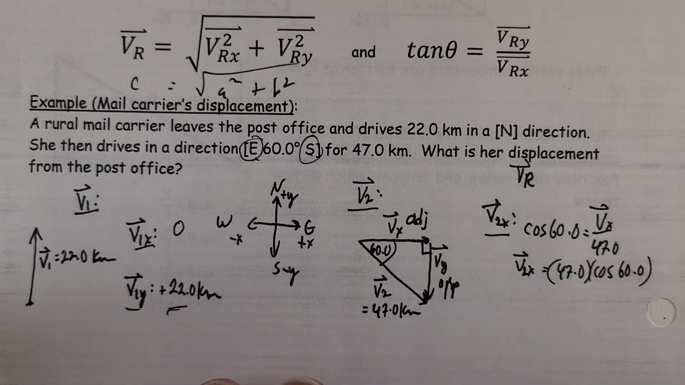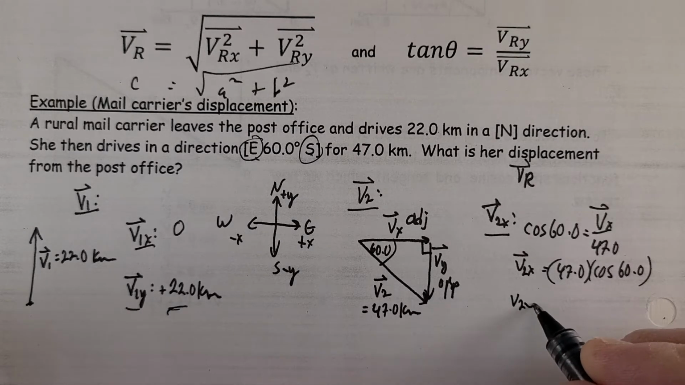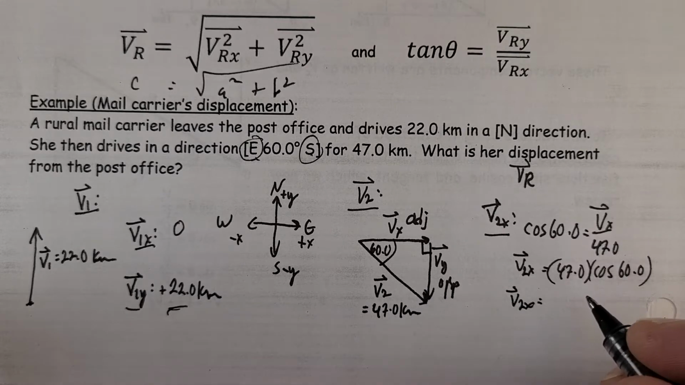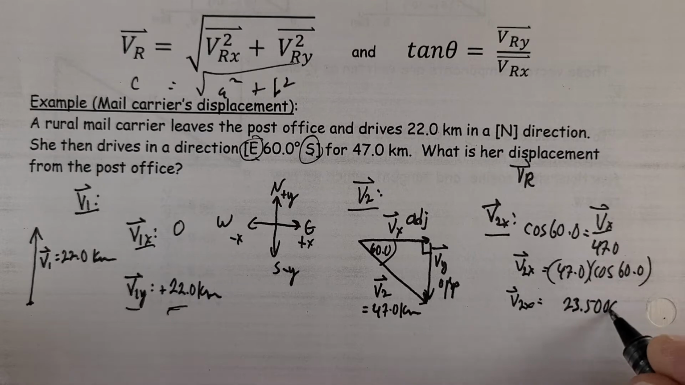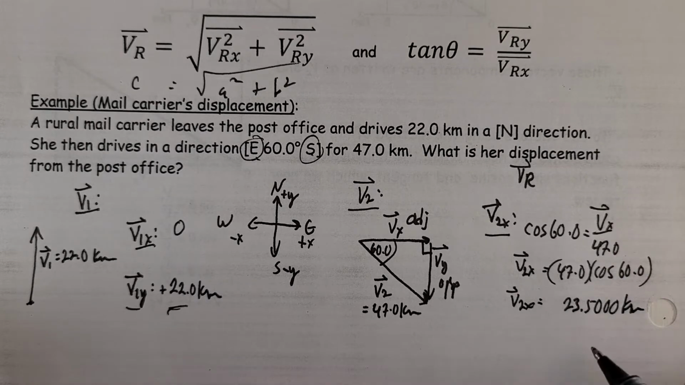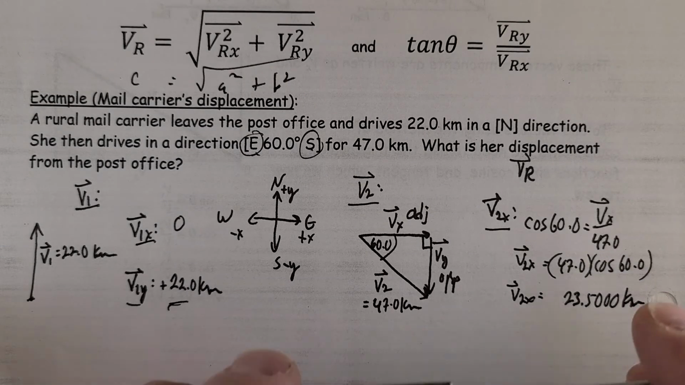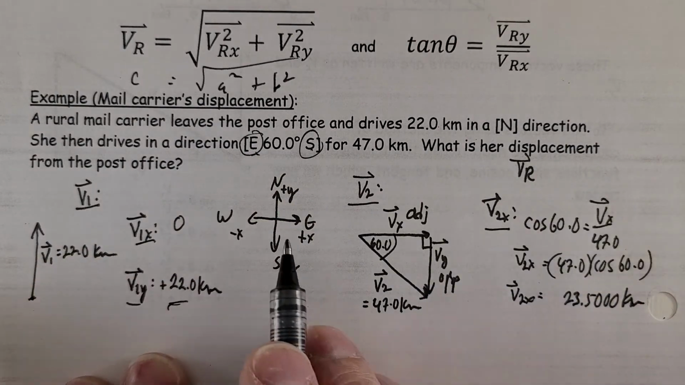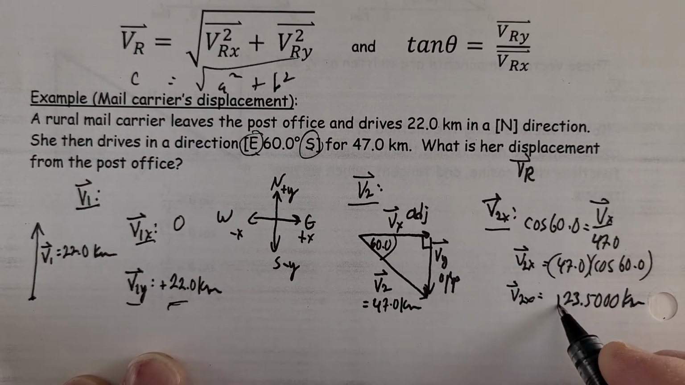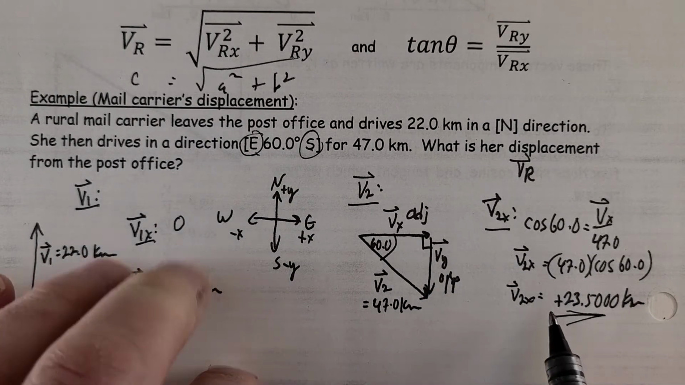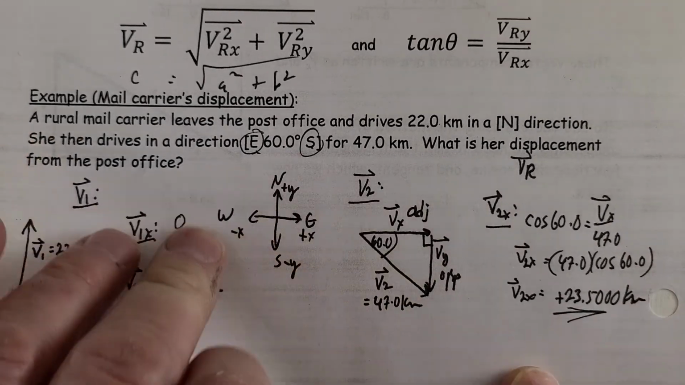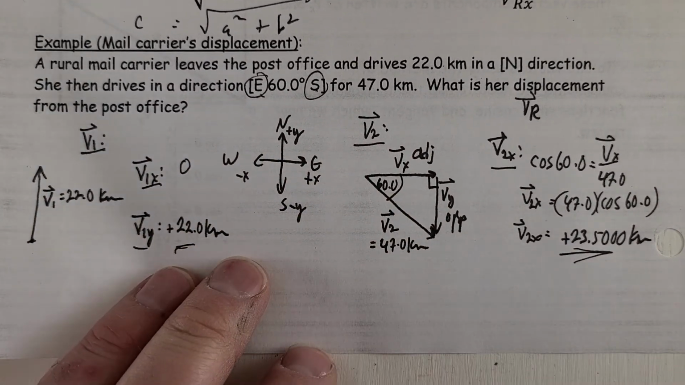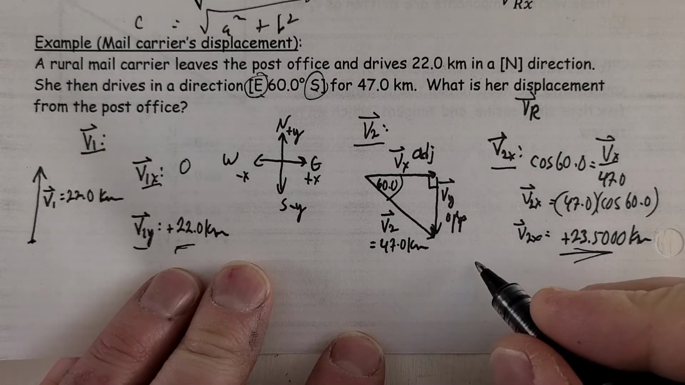So what I get there is, V2x works out to be, let's see here, 23.500, and I usually go about 4 decimal places. Don't round off too early. And x is pointing in the east direction, so that is a positive. It doesn't hurt to put a positive there. Even though just leaving 23 is 23, we should still put the positive sign in front of it because we need directions.